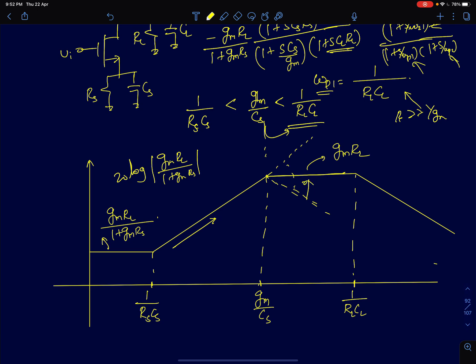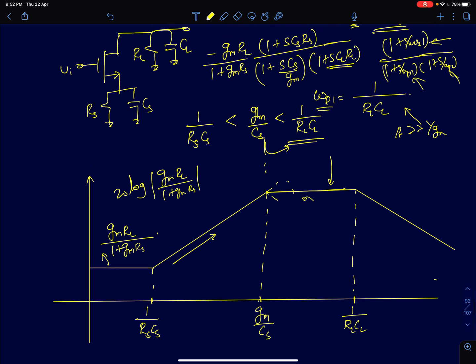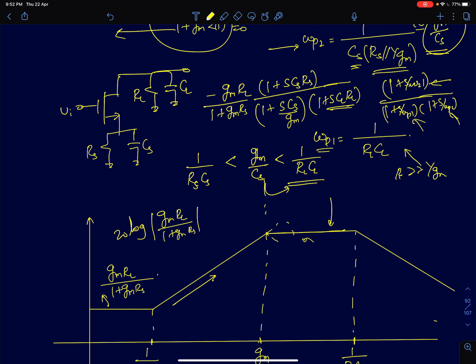The gain will remain constant. Now the important question is to find out what this value is here, what is this response, what is the magnitude level here. There are two simple ways to find out the magnitude level. I'll discuss both. One is by circuit inspection: you look at the circuit and find it out. The other is by looking at the transfer function and finding out what this value is.